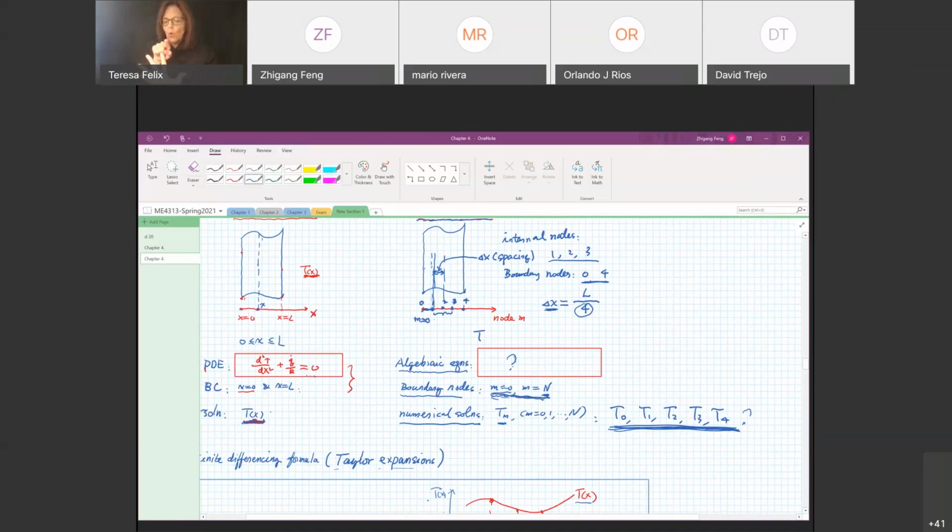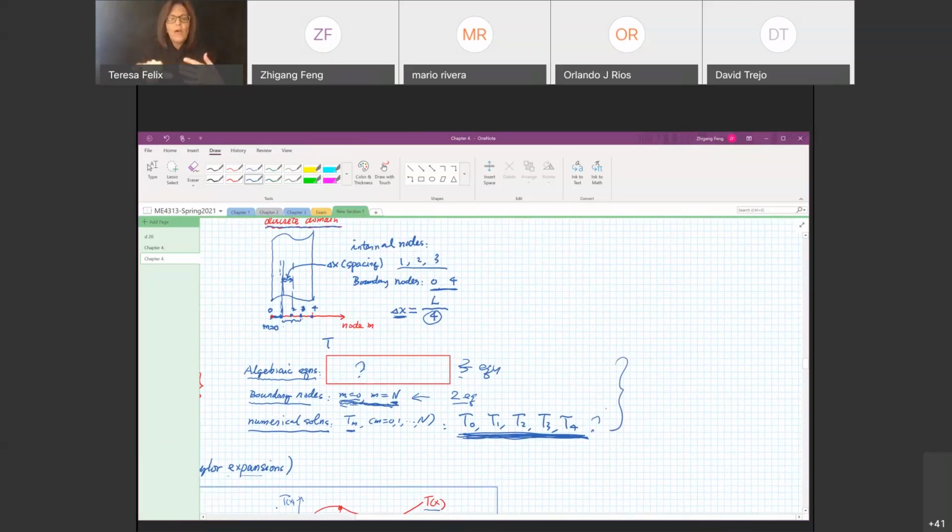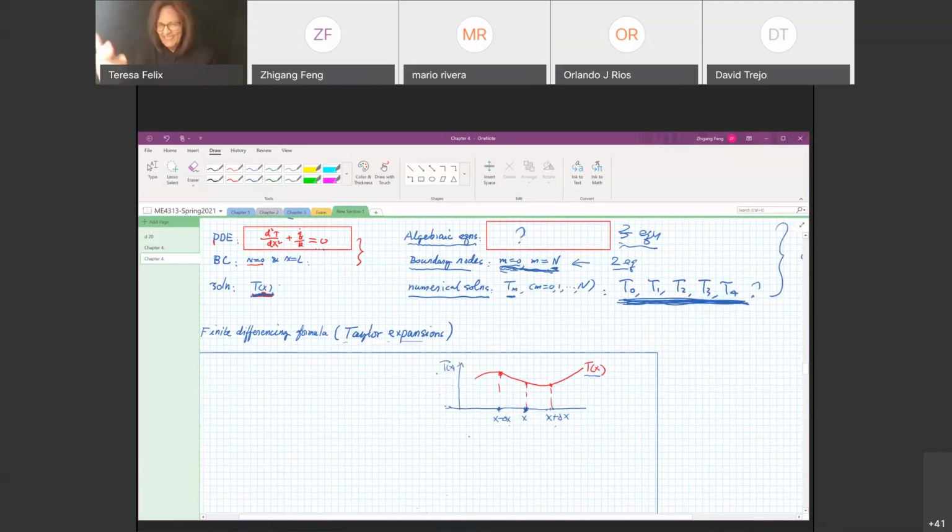So we have 2 equations that come from the boundary nodes, and we need 3 equations that come from the internal nodes. In total we will have 5 equations, and these 5 equations will allow us to find these 5 unknowns. Okay, so this is a discretized system. Our objective is to find these 5 equations. So let's see how we can find the algebraic equations.